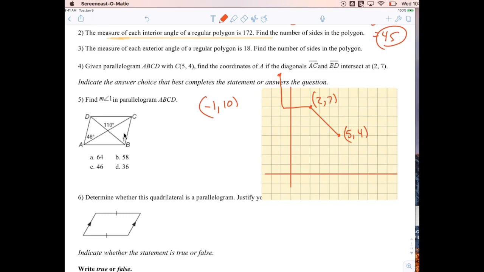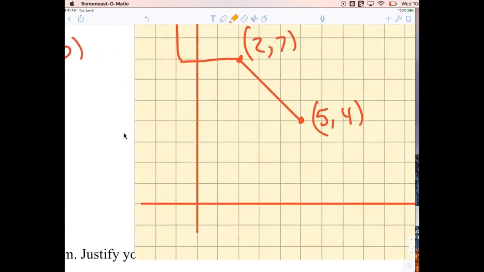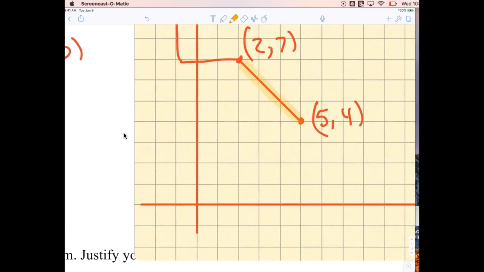How do you know to go back 3 and up 3 instead of going from 5 to 4? Well, do you agree? The only way to get from here to here is this direction, right? That's what I'm saying, right? So that is the midpoint. Agreed?